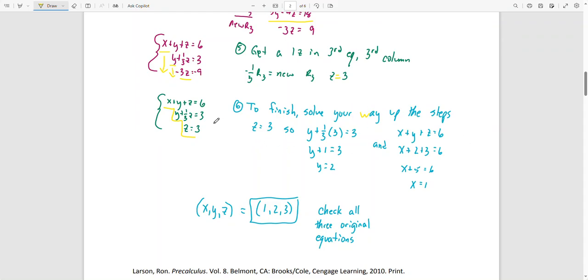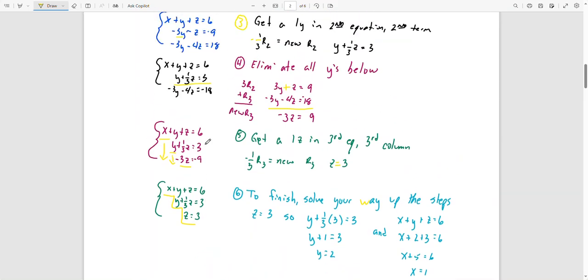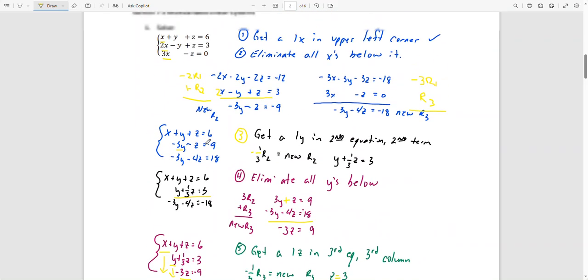If z equals 3 and y plus 1/3 z equals 3, I'll replace the z with a 3. And 1/3 of 3 is 1. Y plus 1 equals 3, so y must be 2. Now I know z and y. I could go to my top equation, x plus y plus z equals 6. I know y is 2, z is 3. So that's x plus 5 equals 6. Subtract 5 from both sides and we'll get x equals 1. I do encourage you to check these. Hit pause. You can check them in the original equations. Answers of 1, 2, and 3.